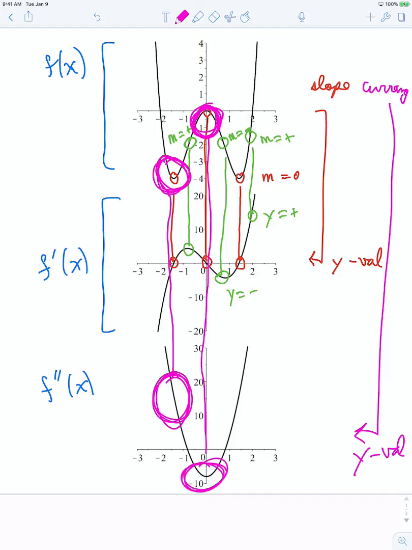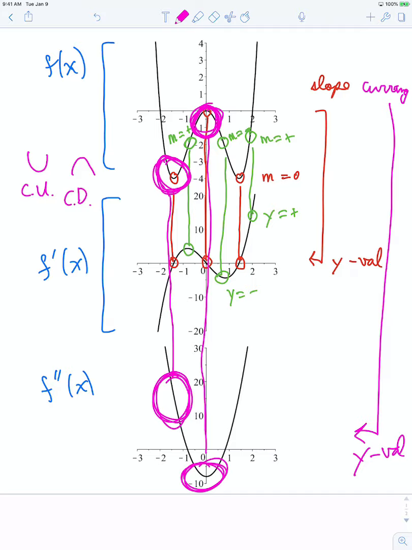So curving up means positive second derivative, and so that should be positive y values on the second derivative graph. Curving down means negative second derivative, and so that should be negative y values on the bottom graph. One way to remember this, also just like what the shape of the graph is, up rhymes with cup, like you could fill it up, and down rhymes with frown. So if you're trying to remember which way is concave up, it looks like a cup shape, and which way is concave down, it looks like a frown. So CU for concave up and CD for concave down.